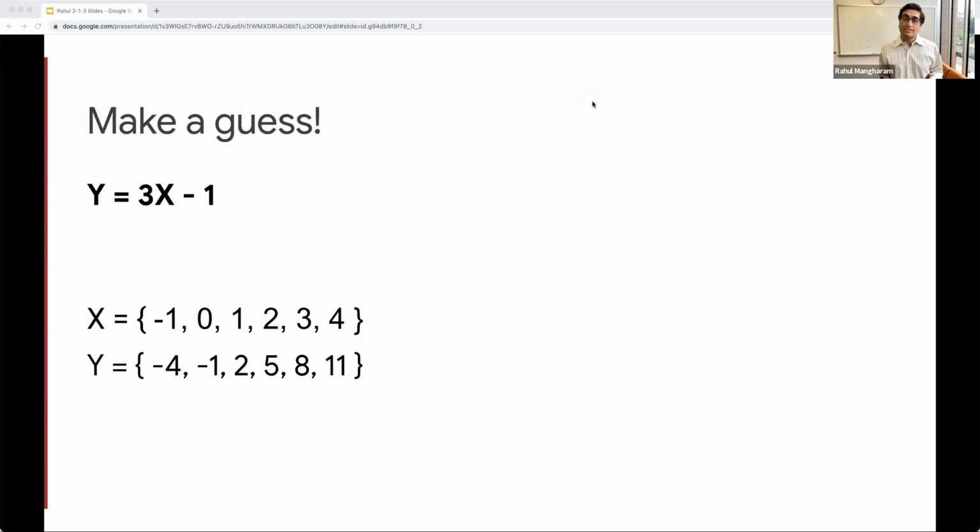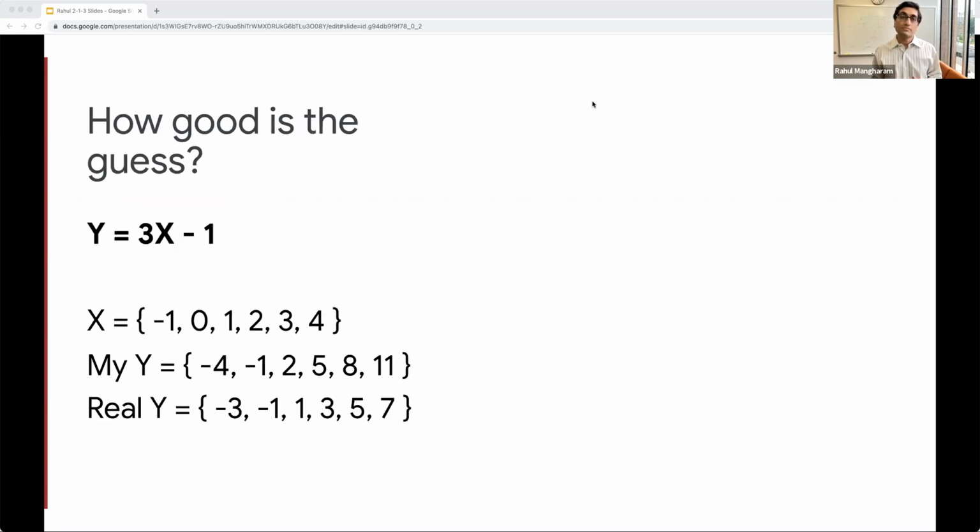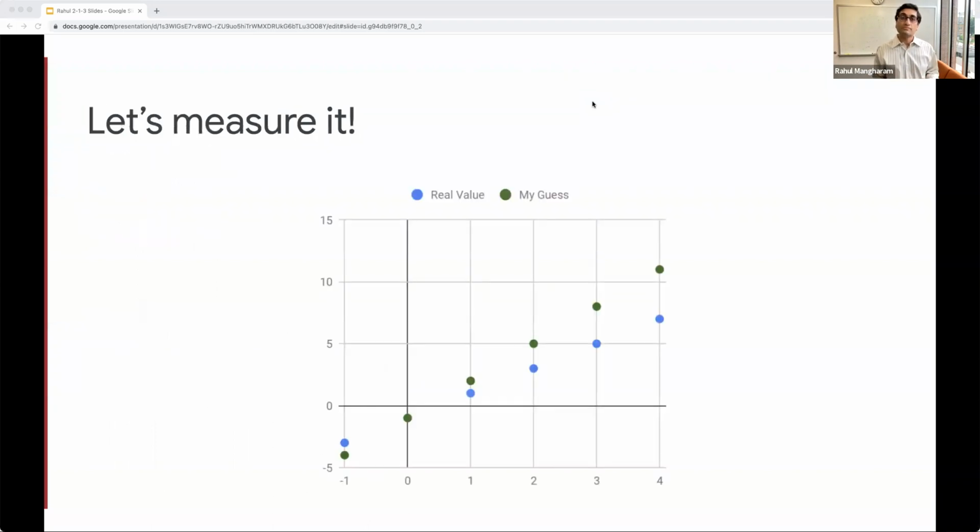Well, first let's calculate what Y will look like. You can see that here. So now we know what Y is supposed to look like. I can see my Y and I can see the real Y. They are not the same. In some cases, they are good, the second entry, for example, and in some cases, they're bad, the last entry where I guessed 11, but the real value is 7. Is there a way for me to formalize calculating how good or bad these are?